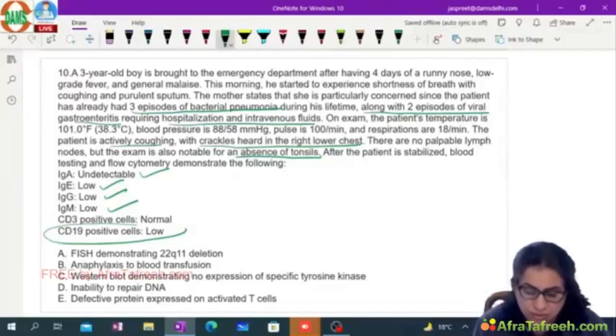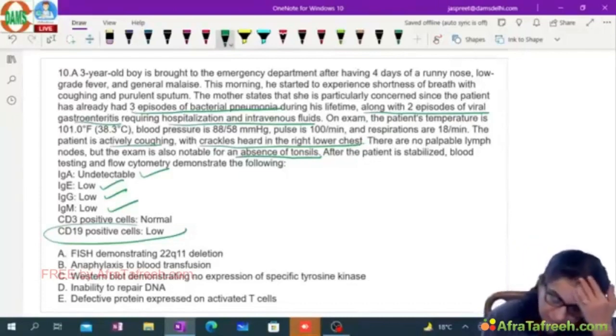So what is the answer to this? Okay, anyone else? Aishri Devi, I have seen your answer. Anyone else? What is the answer to this?